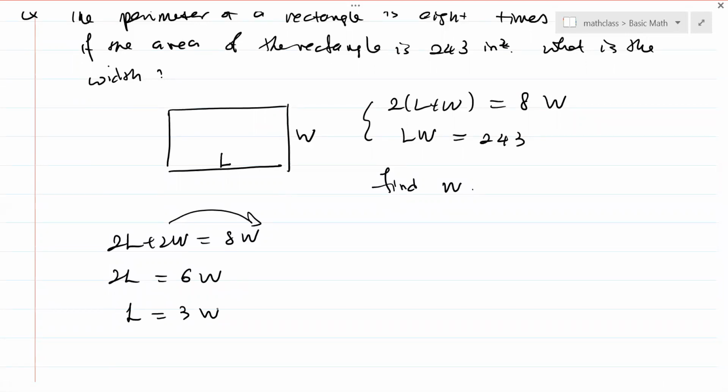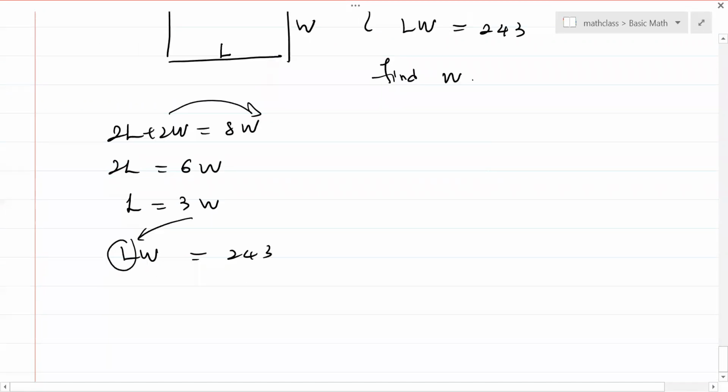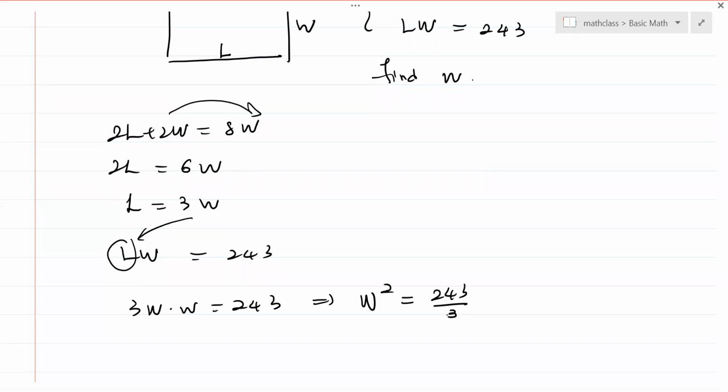Now, you can put it into the other equation. LW equals 243, so this L will be replaced by 3W. 3W times W equals 243, and W squared equals 243 divided by 3. You know why this number is divisible by 3? How do I know this is divisible by 3? The sum of the digits is divisible by 3. So 2 plus 4 plus 3 is 9, and 9 is divisible by 3. So I guarantee it is divisible by 3.